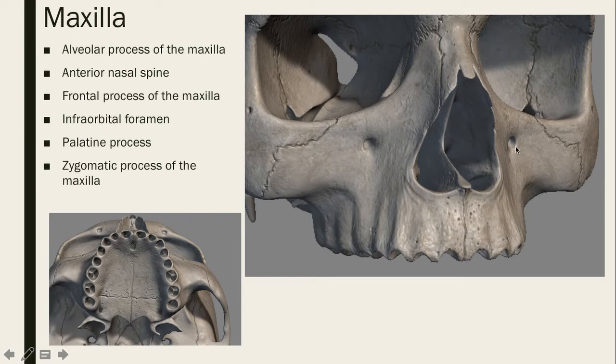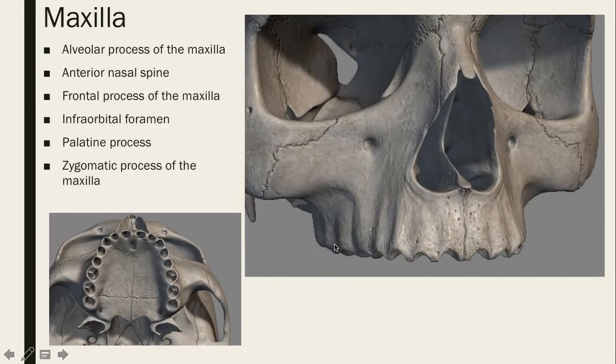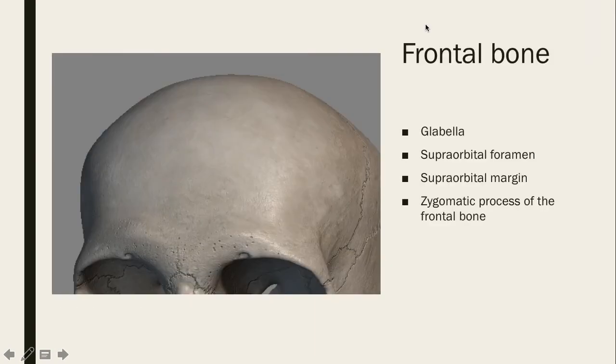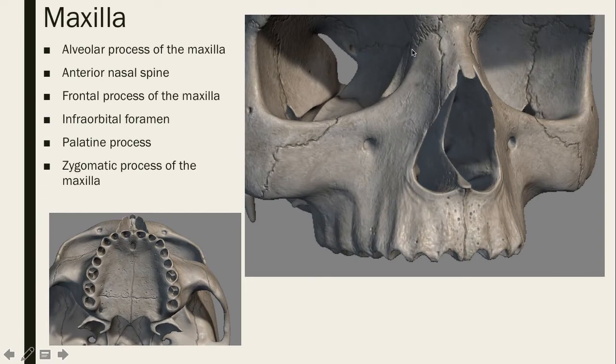The alveolar process of the maxilla, same with on the mandible. It's just right here, right before the teeth. The anterior nasal spine is this bump that sticks out here at the bottom of the nose. The frontal process of the maxilla is this section here right before we meet the frontal bone. So if we go back up to the frontal bone, this right here is the section before it meets the maxilla, and this is the section of the maxilla right before it meets the frontal bone. So it's called the frontal process of the maxilla.